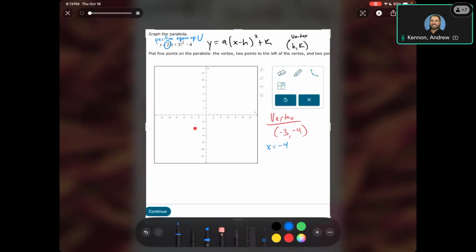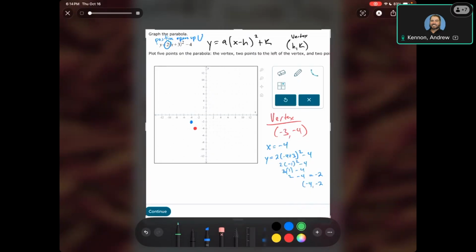So if I plug in a -4, -4 plus 3 squared minus 4. That would be -1 squared, which would be 1. 1 times 2 would be 2. 2 times minus 4 would be -2. So this point right here would be -4, -2. -4, -2 would go right here.